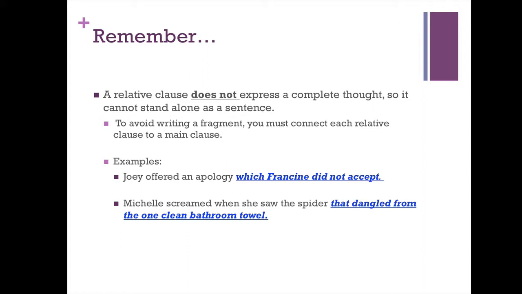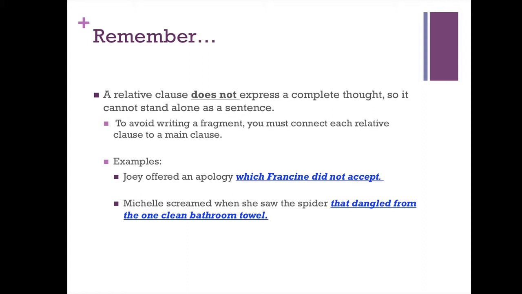Let's look at the next one. Michelle screamed when she saw the spider that dangled from the one clean bathroom towel. Okay, the relative clause, that dangled from the one clean bathroom towel. It's describing the spider. It's telling us which spider. Which one? Oh, the one that dangled from the towel.